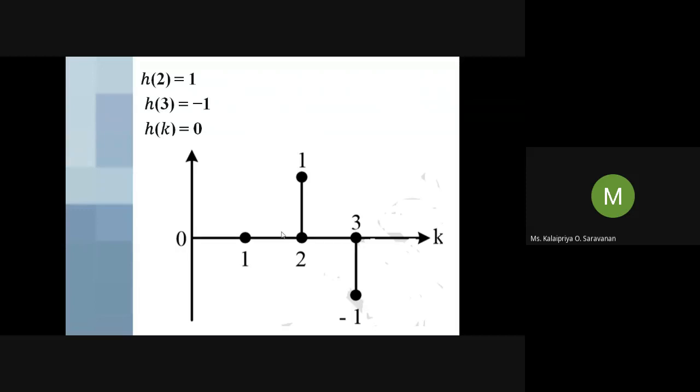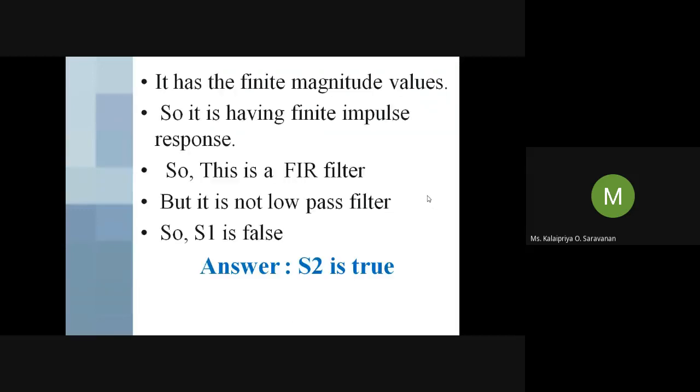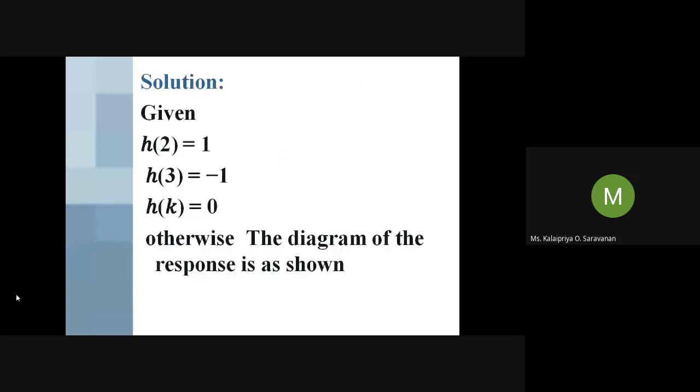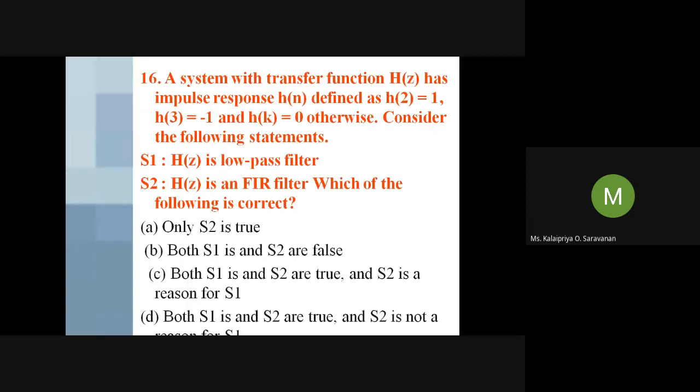And no way these values pertain to a low pass filter. So we could analyze that this particular impulse response corresponds to a FIR filter and not a low pass filter. So we finally conclude that statement 1 is wrong and statement 2 is right. The H of Z is a FIR filter and it is not a low pass filter.